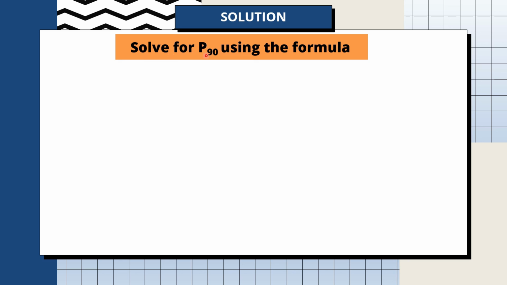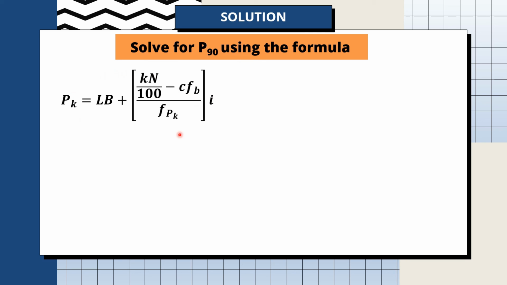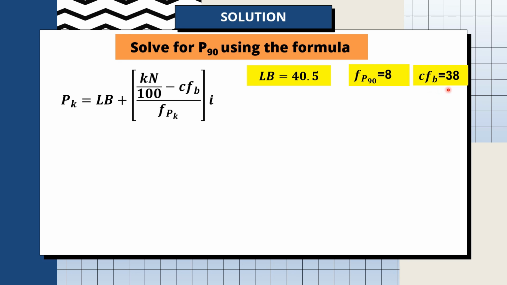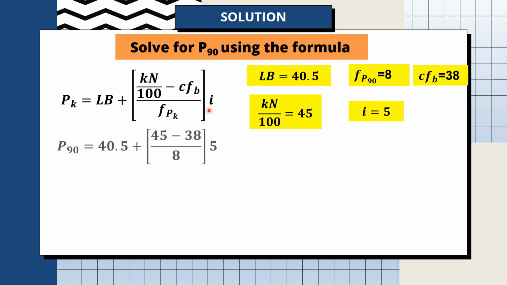Next, now let's solve for P sub 90 using the formula for the percentile. So, using our given na lower boundary is 40.5, yung f sub P90 natin is equal to 8, yung CFB natin which is 38, kn over 100 which is 45, at yung i natin which is 5. So, substitute lang natin siya sa formula natin. And then, yung first step po natin is we need to subtract 45 and 38. So, 45 minus 38 is equal to 7.